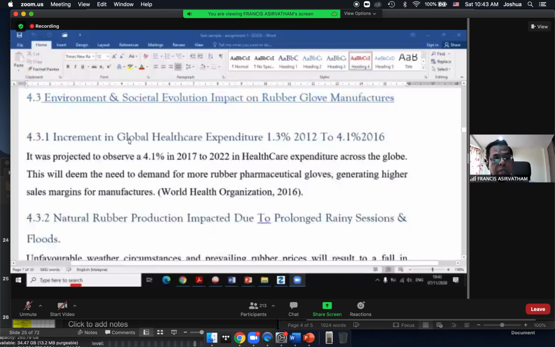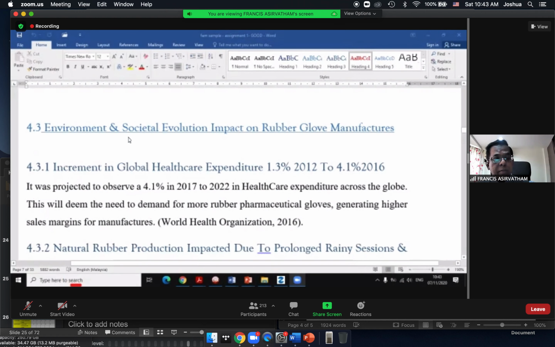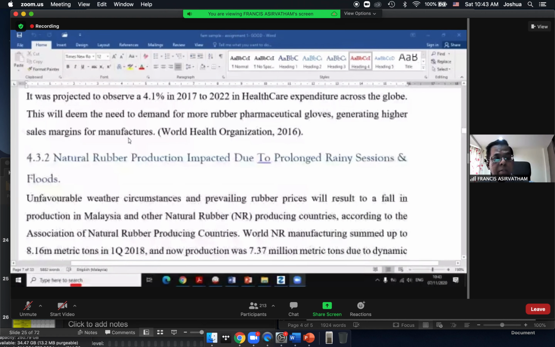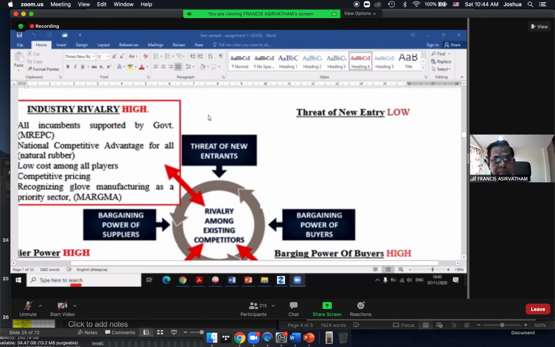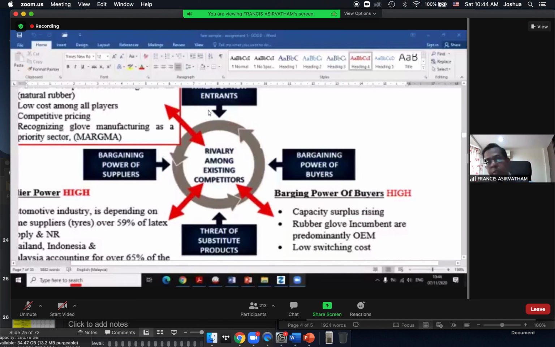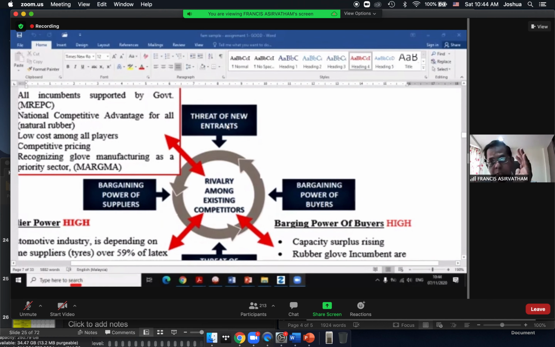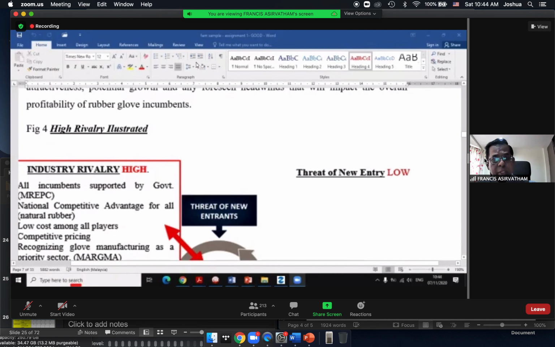Now he's going to talk about environment, social influence, okay? Talking about rubber. The competitive environment, I asked you to talk about the industry competitiveness. He's using a model. This is a theoretical model, the 5-force model, which I told you is optional. Only those who have studied it can write it. Otherwise, don't bother. Even if you studied, if you cannot conclude whether the rivalry is high, medium or low, don't bother.